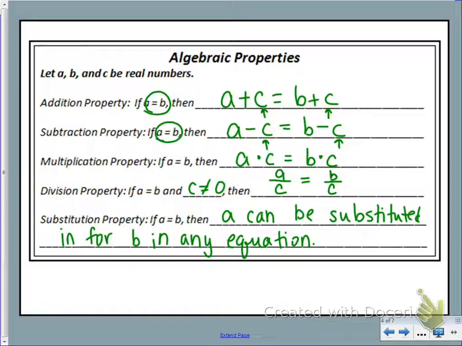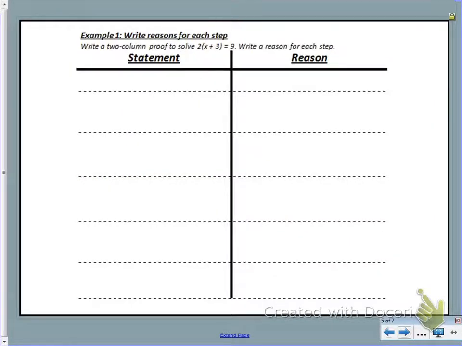Okay, we're going to use these properties in a minute to show how we can solve an equation. In example 1, it says to write a 2-column proof. If you notice, we have the first column, which is the statement. The statement is basically just what we are writing. And then on the right side, we're going to write the reason. You're going to be very familiar with the left side of the proof today because it's exactly what you did last year when you solved equations. The reason part you probably have not done before, so we're going to practice that. That's probably going to be your focus today.